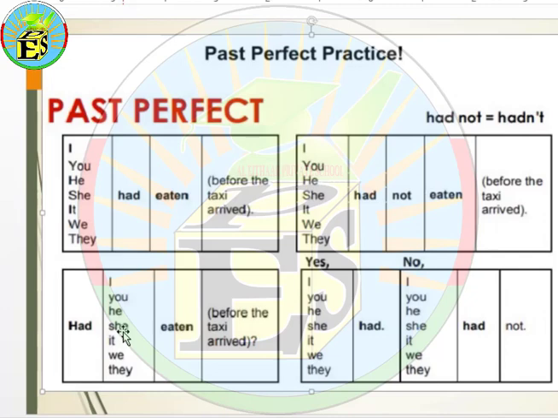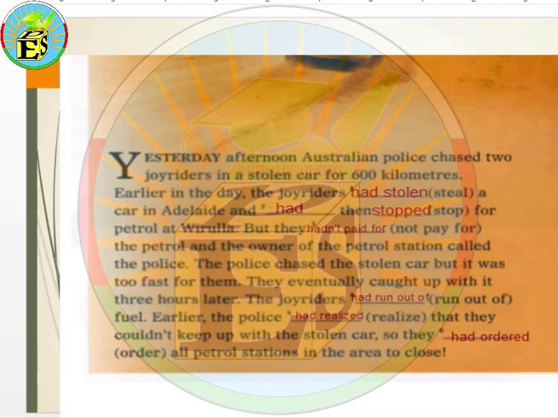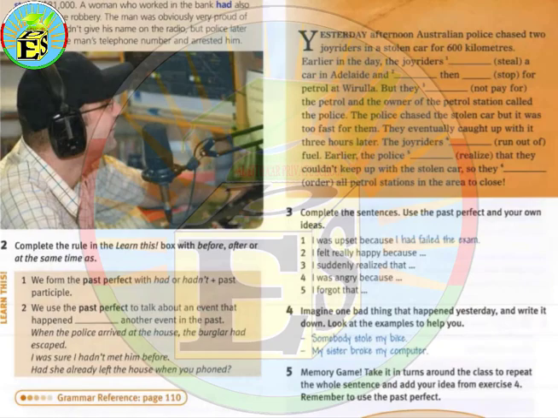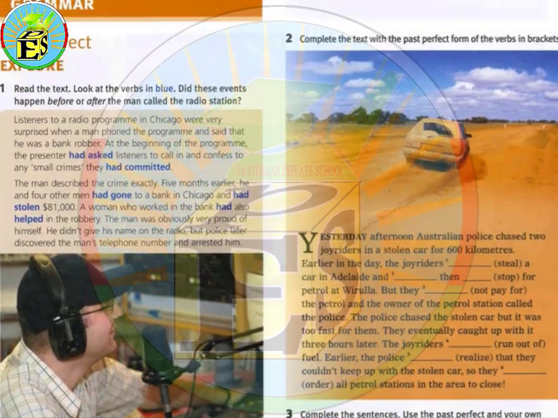Okay, now please open your students' books, page 79. Past perfect. Explore. Task 1. Read the text. Look at the verbs in blue. Did these events happen before or after the man called the radio station? So, what are we supposed to do here? We have to read the text. Then we have to decide whether the events in blue happened before or after the man called the radio station.